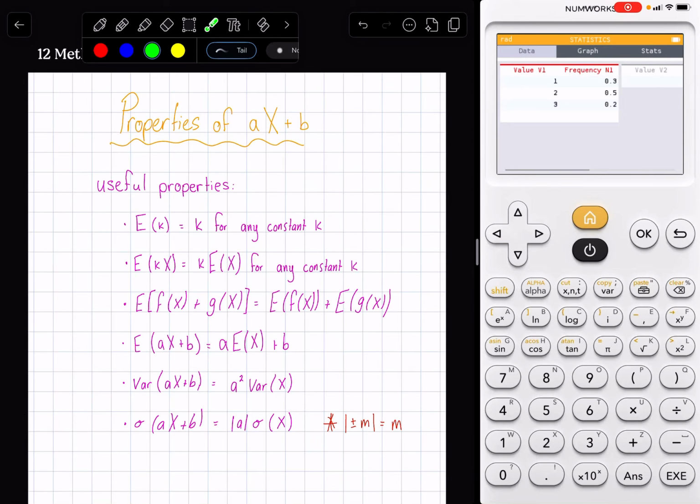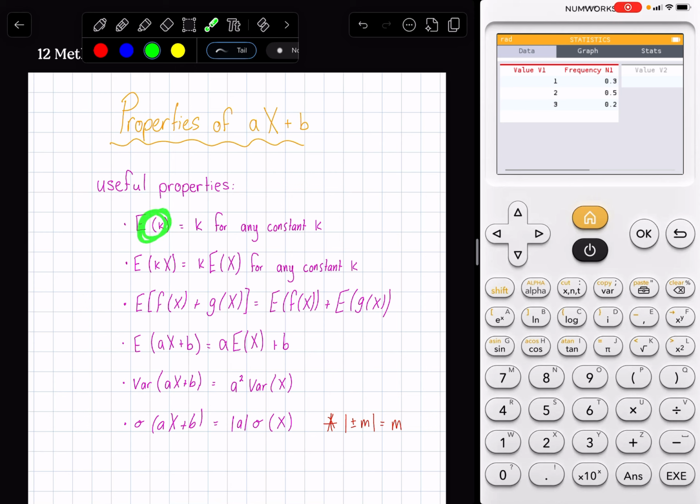G'day team, welcome back to another video, and today we're going to look at some properties of our discrete variable x when we're putting it into a different context and looking at it in a linear equation sense. So we're still looking at our random variable x, and I'm going to look at what happens when I multiply it by some value a or add some value b, putting it into a linear equation as such.